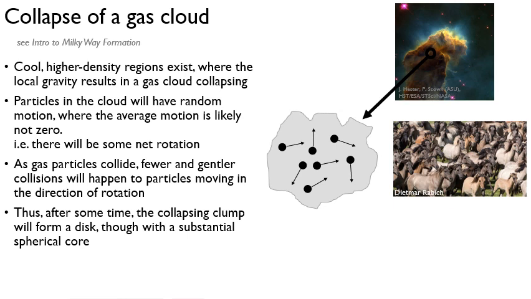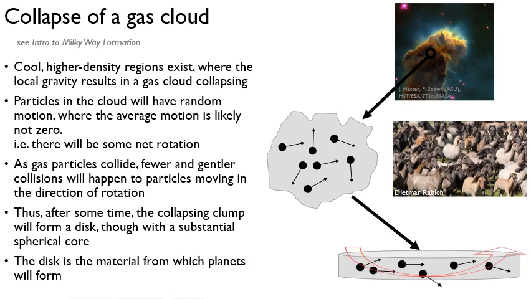And so after some time, your gas cloud is going to collapse into a disk. And really there's going to be a substantial spherical clump at the core, but there's a disk basically because of this kind of collapsing that happens just due to all of these collisions. And so at the center of our disk, this is where our star is going to form. And then the planets themselves are going to condense from all of the stuff that's out in the disk that's not near the center. We'll deal with the planet formation in the next lecture. And so for now, we'll just focus on the star formation part.